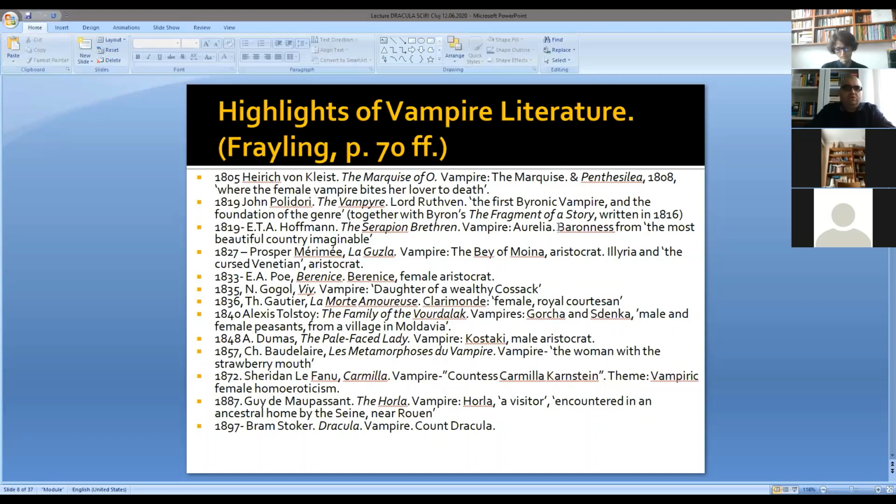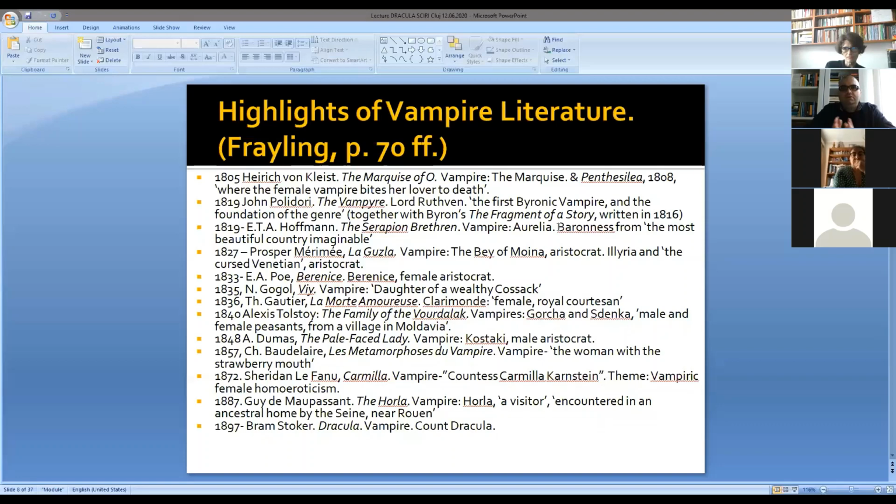We have Gogol in 1835 with Viy. The vampire is the daughter of a wealthy Cossack. In 1836, we have Gautier with La Morte amoureuse. The vampire is Clarimonde. She's a female and royal courtesan. In 1840, we have the novel by Alexei Tolstoy, The Family of the Vurdalak. The vampires are Gorcha and Zdenka. They are male and female peasants from a village in Moldavia.